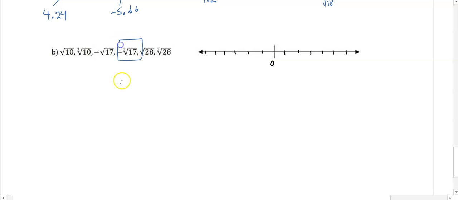You should also be able to use your calculator to type in the cube root of numbers. If the negative's on the outside, you just apply it. The cube root of 17 is approximately 2.6. So I bring down that negative, so it's going to be approximately negative 2.6. And you can put that on your number line.